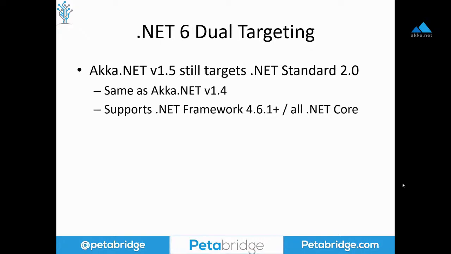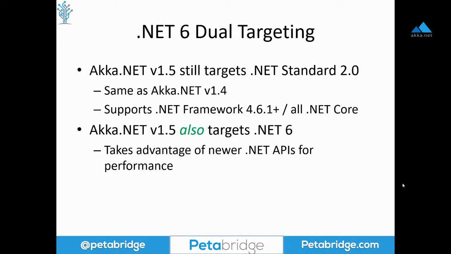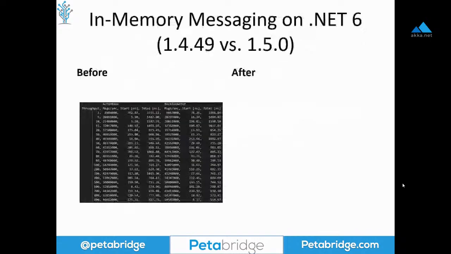So you're still going to be able to use Akka.NET even if you're running on good old .NET Framework, or if you're running on .NET Core or .NET 5, you can still use Akka.NET 1.4 no problem. It's just that now we also target .NET 6. So if I take a look at the NuGet package, you'll see that it targets .NET Standard 2.0 and .NET 6. So it's a dual targeted assembly. If you are referencing Akka.NET 1.5 or higher in a .NET 6 or higher application, it'll automatically use this version of Akka.NET. What we are trying to accomplish by doing this is taking advantage of some newer .NET APIs for performance reasons primarily.